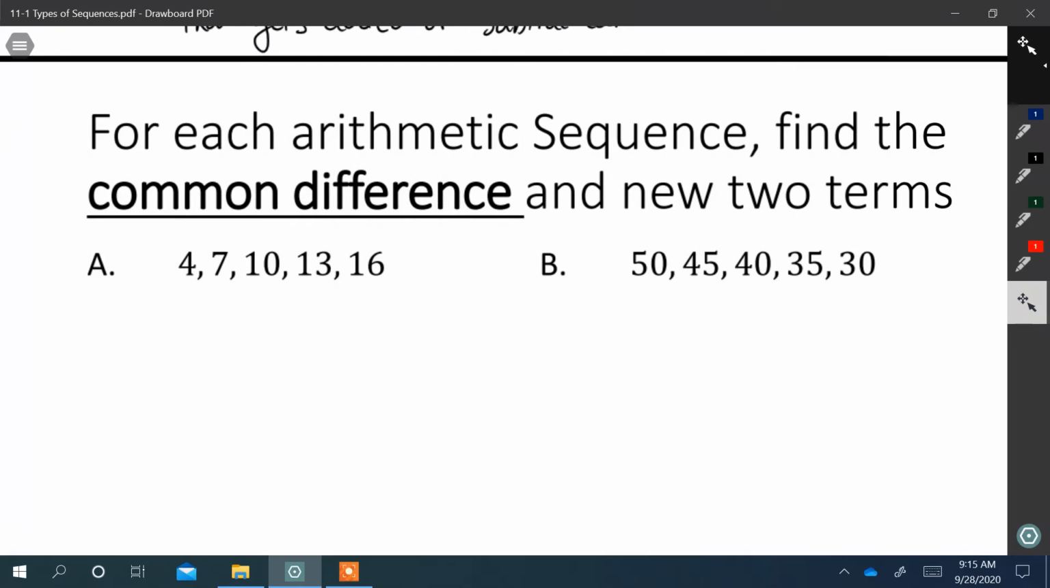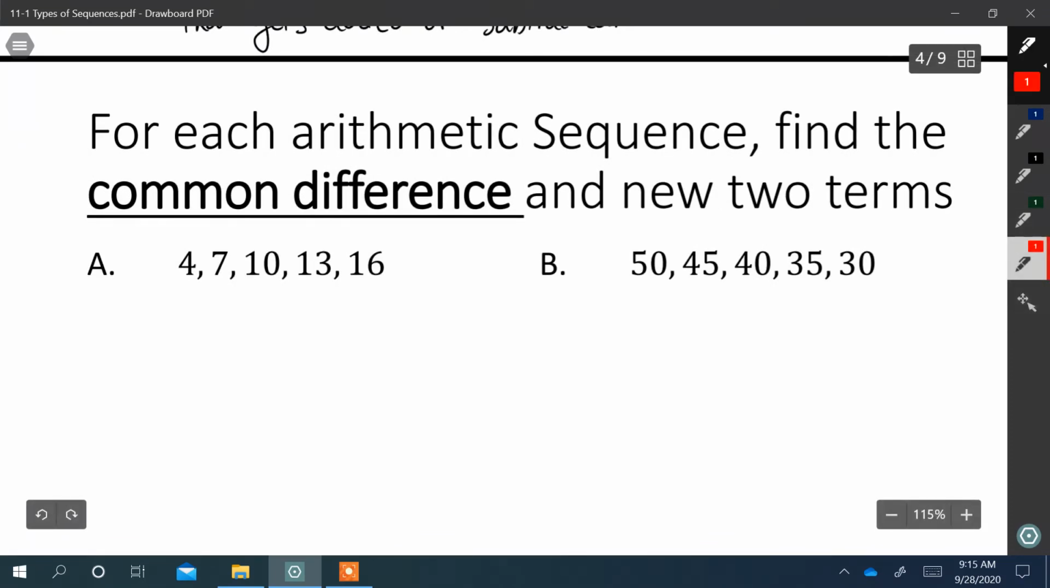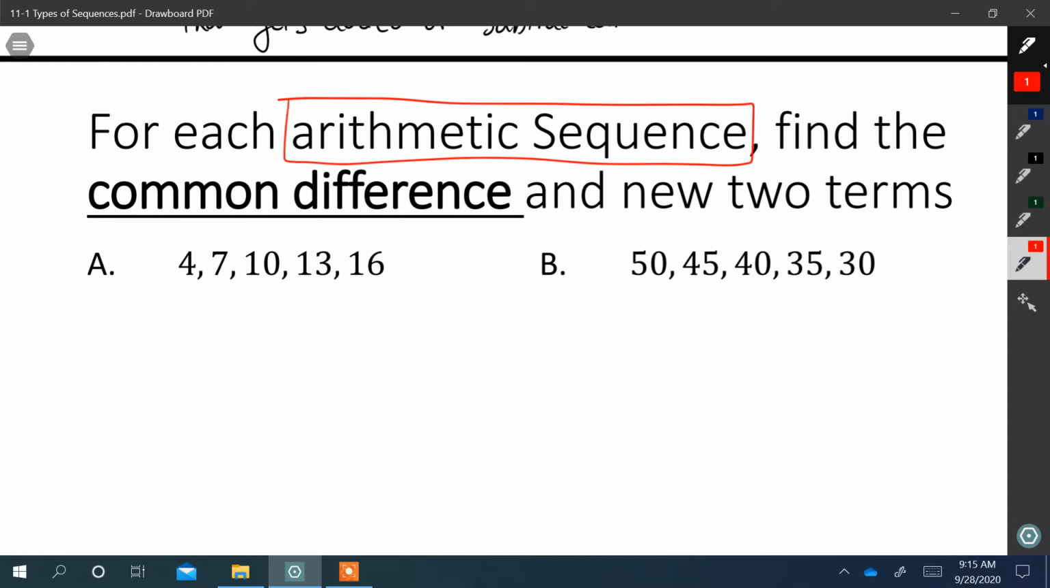Let's take a look at this question here. For each arithmetic sequence, so we talked about arithmetic sequences already. We know that in arithmetic sequences, we add or subtract a number. We're going to find the common difference. What is the common difference? Well, the common difference is the number that we're adding or subtracting all the time. And then they're asking us to find the next two terms.